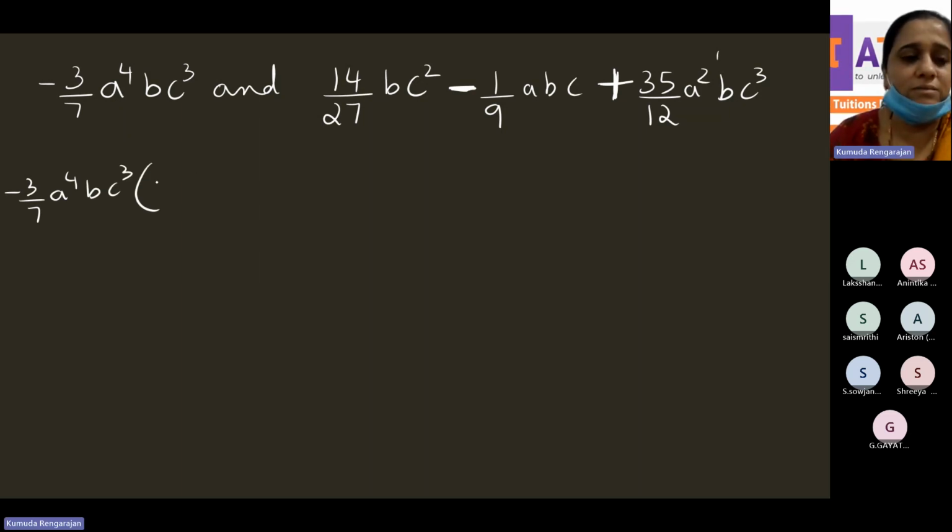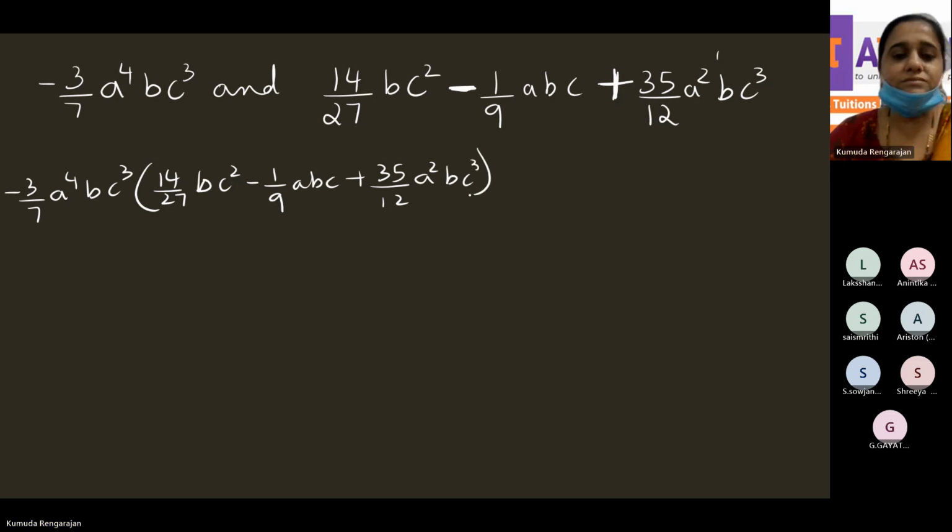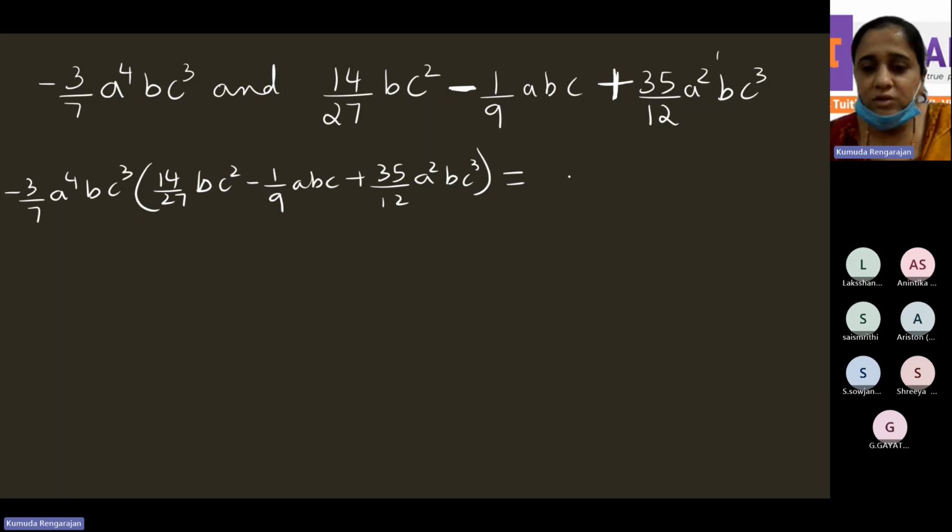So write the trinomial inside the bracket: 14 by 27 BC square minus 1 by 9 ABC plus 35 by 12 A square BC cubed. All right, is equal to, children, you need to write here, but since I'll have to squeeze in here, I'll just write it below. You need to continue after this equal to sign.